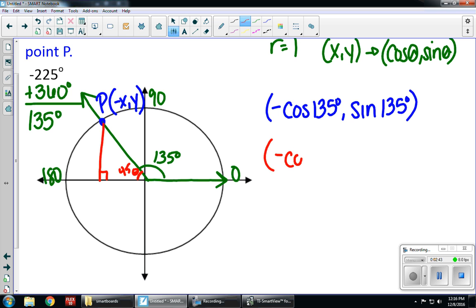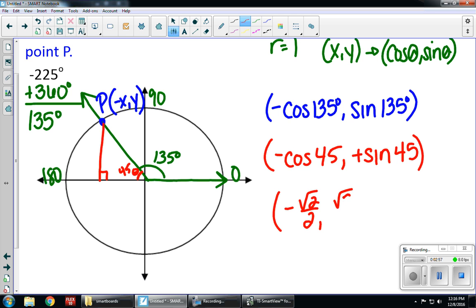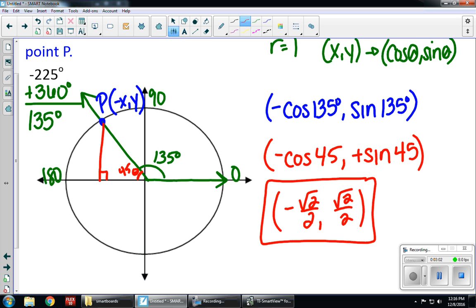So I have negative cosine of 45, positive sine of 45 because I'm in quadrant 2, so y is positive. So using my chart, the cosine of 45 is radical 2 over 2, and so is the sine of 45. So the point is negative radical 2 over 2, comma, radical 2 over 2.